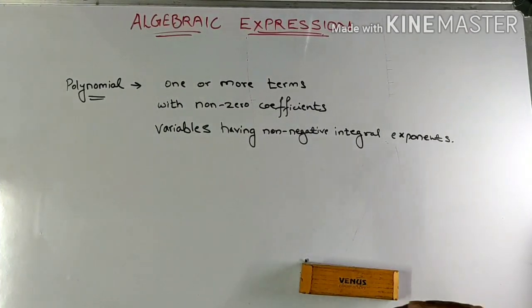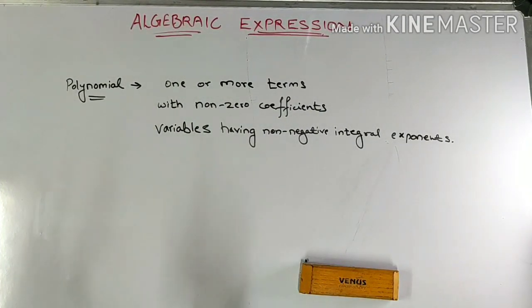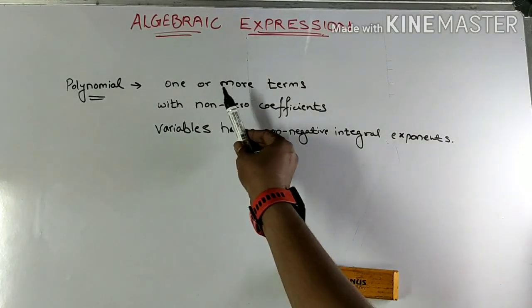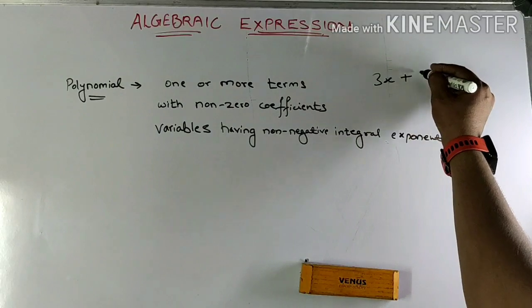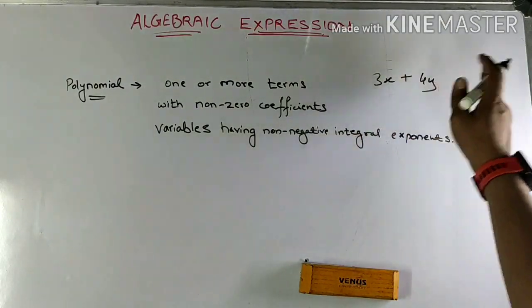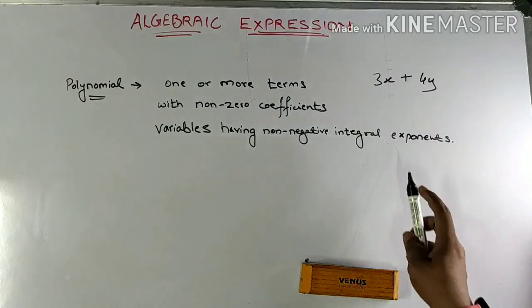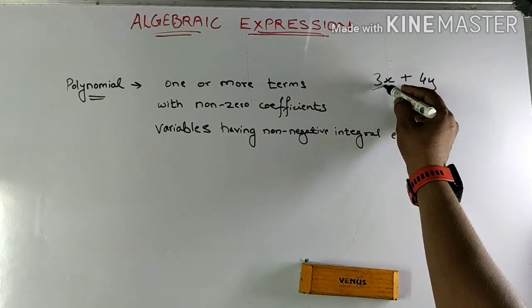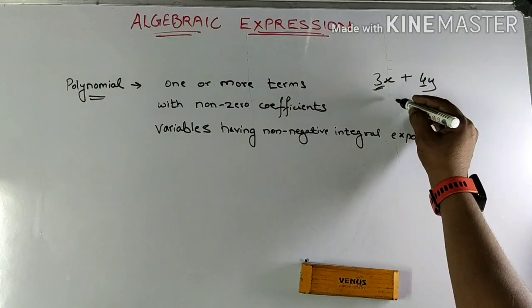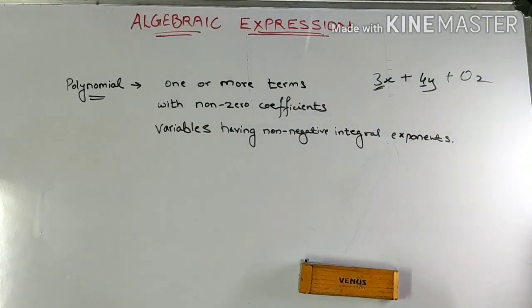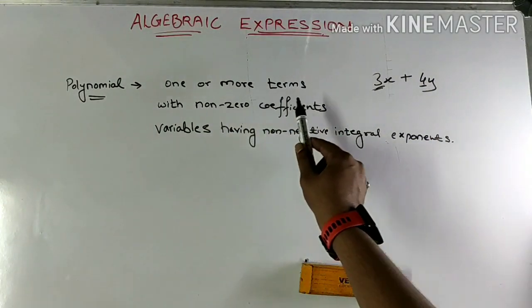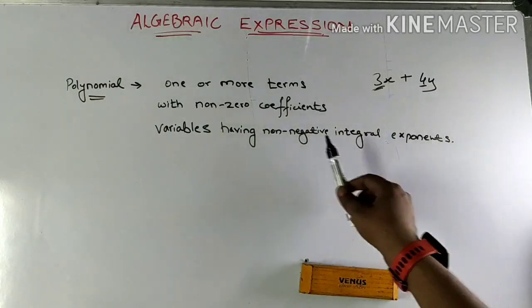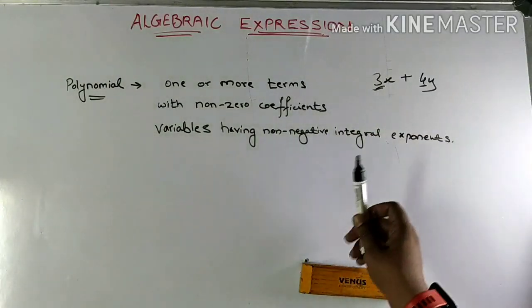Before jumping on to the problem, I would just like you to understand how a polynomial is defined. A polynomial is any algebraic expression with one or more terms. It can have 3x plus 4y, like that, one term or more terms with non-zero coefficients. As we know, the number with the variable is called the coefficient. So you cannot have 0z. Rather than writing 0z, you eliminate it. So it does not have any zero coefficient.